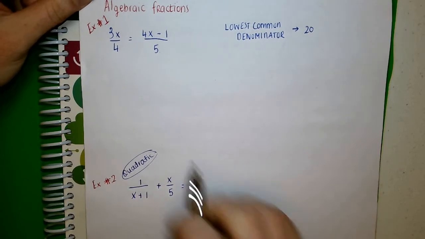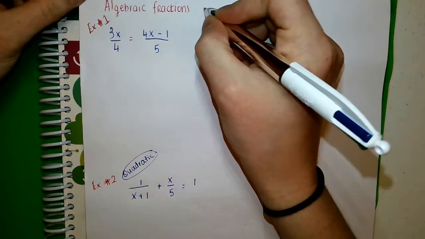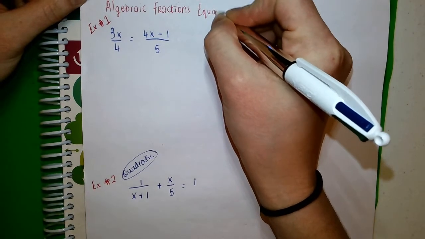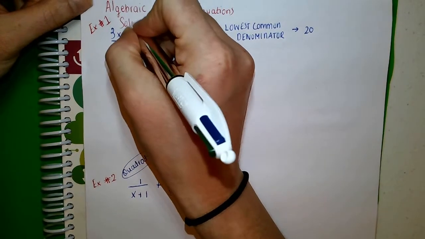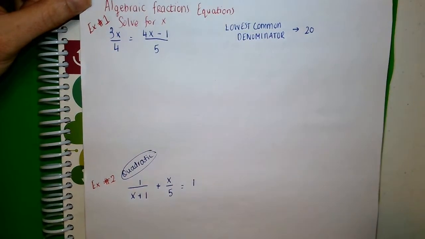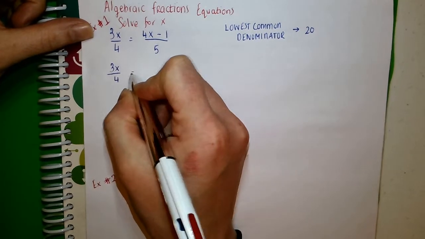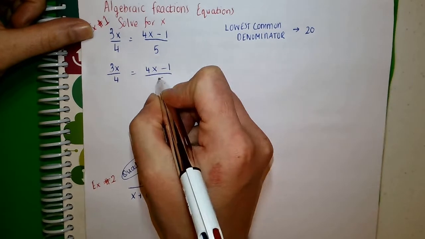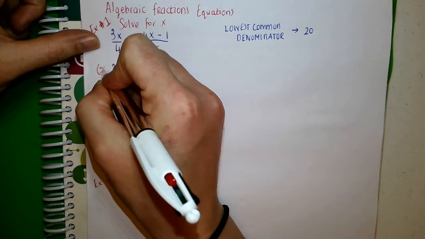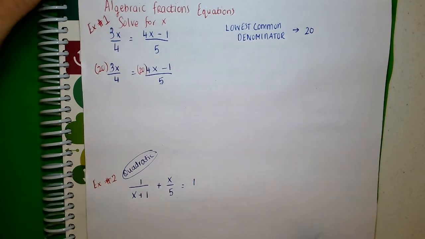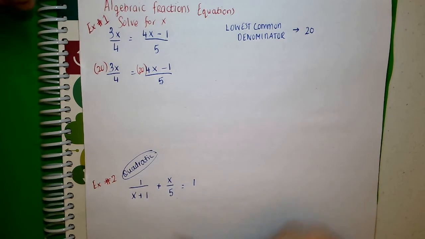So next up we want to remove this denominator because it is an equation. The reason I know it's an equation is because of this equal sign in the middle. So we're actually trying to solve for x. The way that we do that is we're going to multiply everything by the lowest common denominator. Now we've already discussed that the lowest common denominator is 20. So when we multiply both sides by the lowest common denominator, that should ensure that the denominators actually disappear.